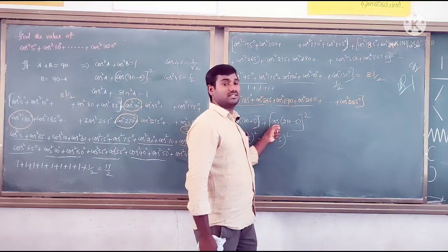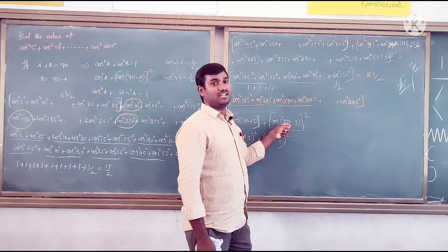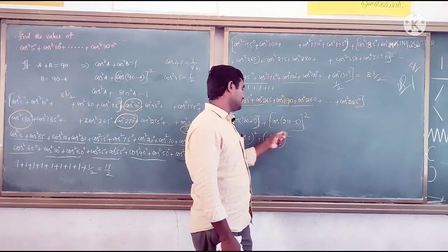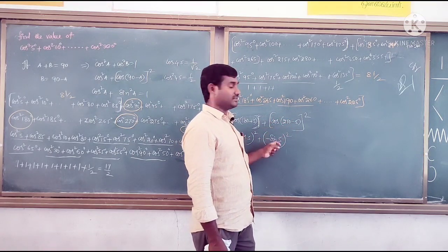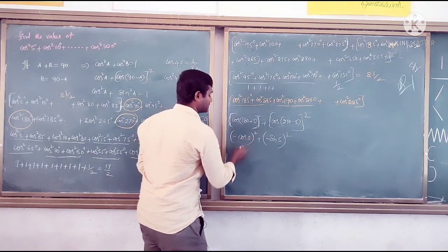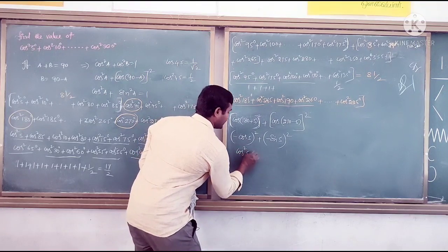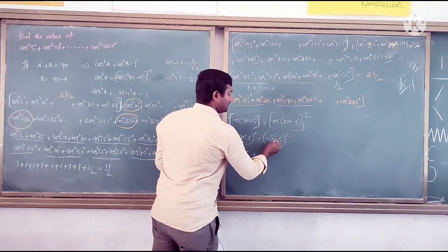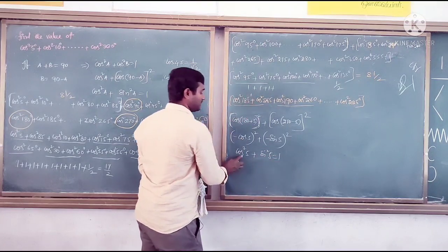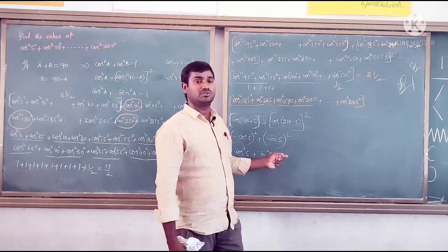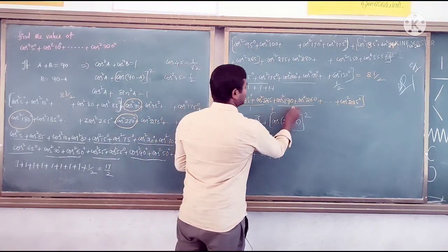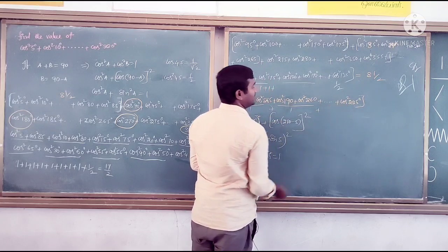In the third quadrant, this is 270, an odd multiple of 90, so 3 into 90 minus 5, odd multiple of 90 means cos becomes sin: minus sin 5 whole square. So minus cos 5 whole square is cos square 5, and this minus sin 5 whole square is sin square 5. So this value is also equal to 1, because sin square theta plus cos square theta equals 1. So if you simplify, this value is 1, and this value is also 1.